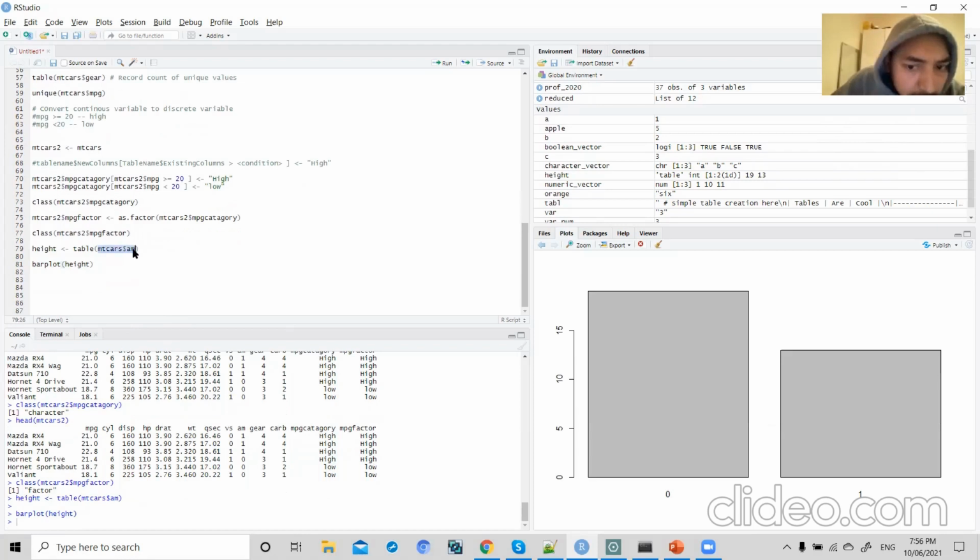What does AM mean? Here, AM means whether your car is automatic or manual: zero means automatic, one means manual. If we plot a bar graph, we can see most of the cars are automatic, so the highest frequency is for automatic.